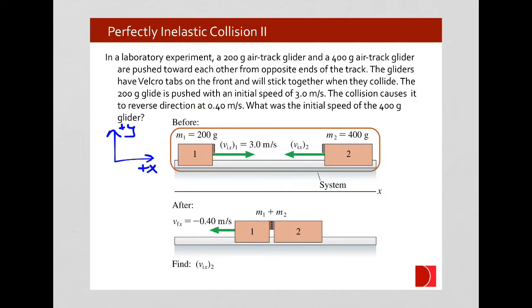Since we have a collision here, we have to consider the conservation of momentum. If we consider both gliders as the system together, then any forces between them will be internal forces and won't change the overall momentum of the system, and thus it will be conserved. And so we can look at the momentum of 1 initially and the momentum of 2 initially and compare that to the final momentum of this conglomerate, and we'll be able to use that information to find the initial speed of the 400-gram glider.